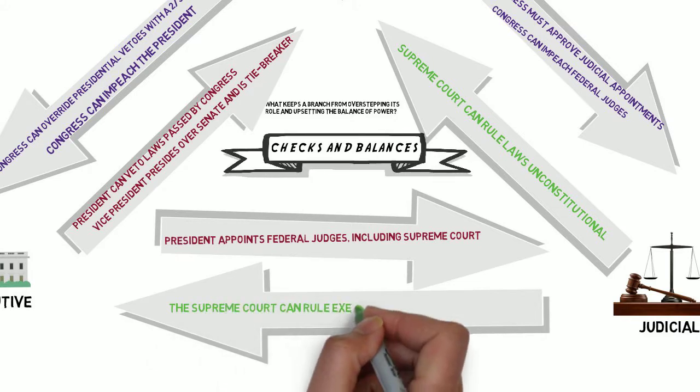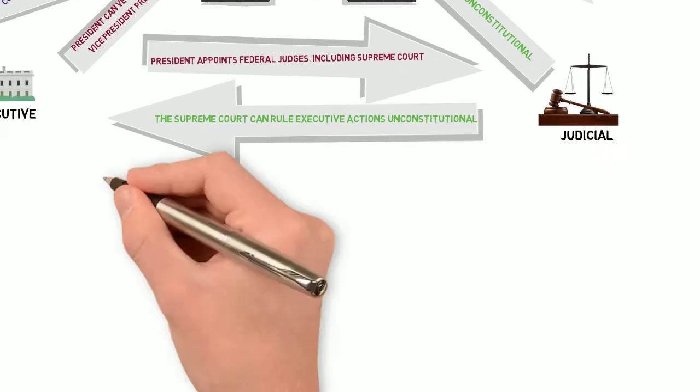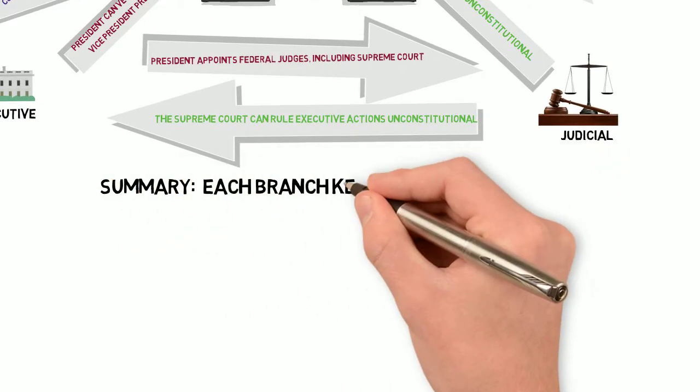Additionally, the judicial branch keeps checks on the executive branch in a very similar way. If there are particular actions taken by the executive branch, the Supreme Court can also declare those actions as unconstitutional, and they should cease to be done.